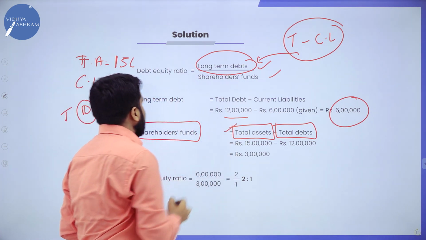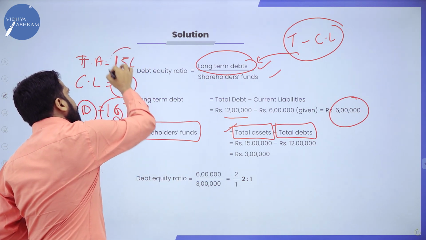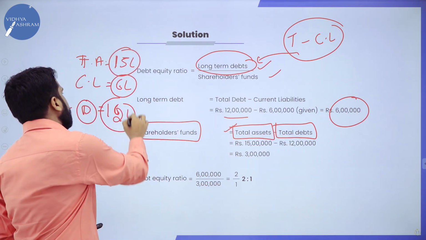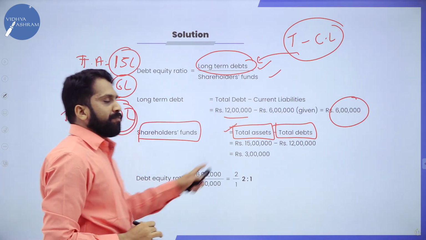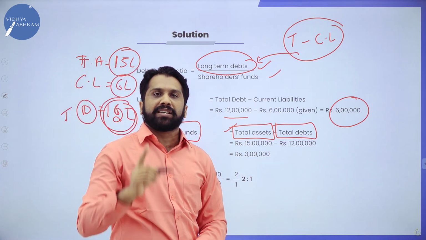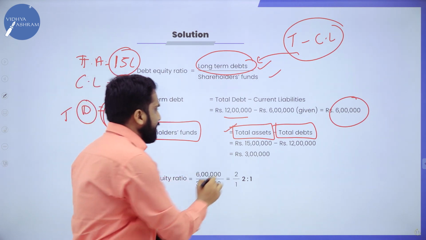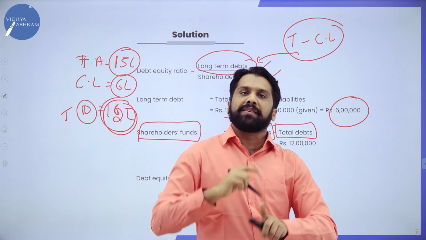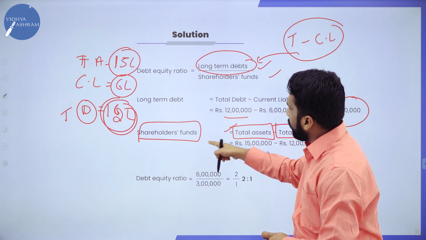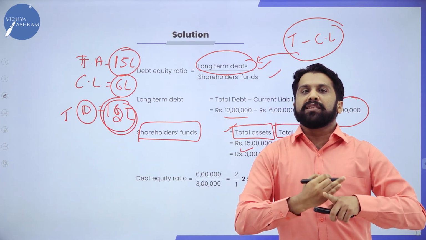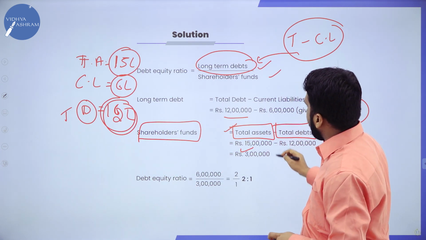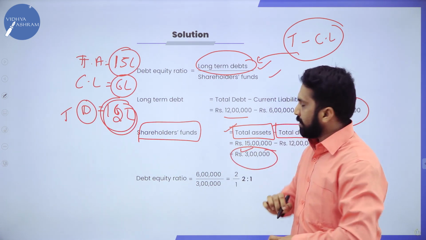What is your total asset? 15 lakh. What is your total debenture? 12 lakh. 15 minus 12 lakh, your answer is 3 lakh. This is the alternative, or second, method of calculating your shareholders fund. For the further calculation, everywhere you have to mention shareholders fund as only 3 lakh.